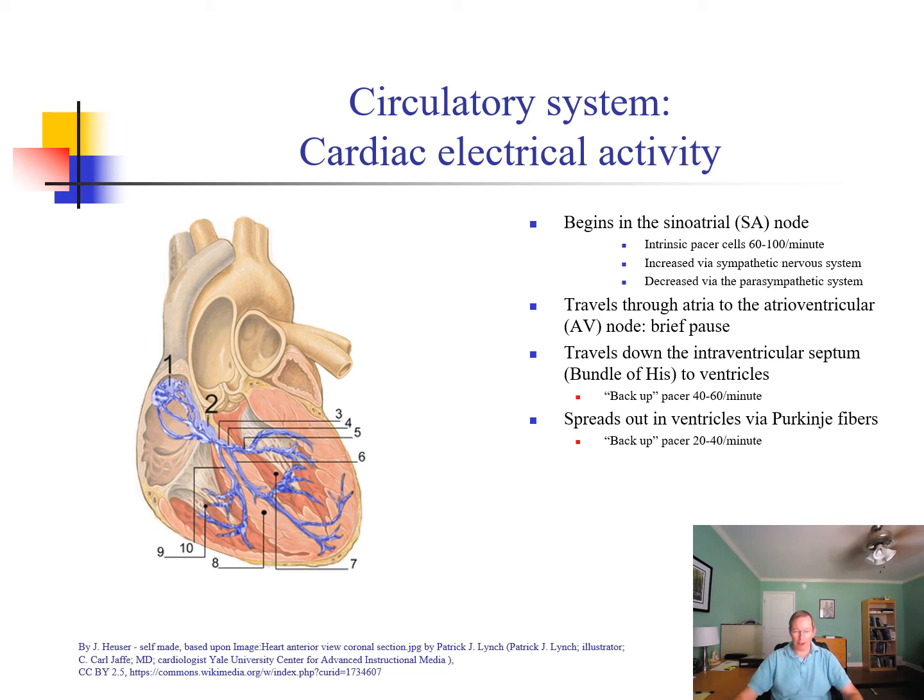Once I have that bundle of His propagation, I'll point out that I have a branch that goes to the left side and a branch that goes to the right side of the heart. And then those branches go to the apex of both the left and the right ventricles. I also have backup pacemakers in the bundle of His that will initiate contraction if the signal does not make it through the AV node, and backup pacemakers in the ventricles if I do not get a signal from the bundle of His.